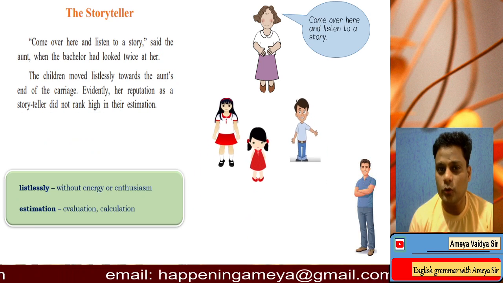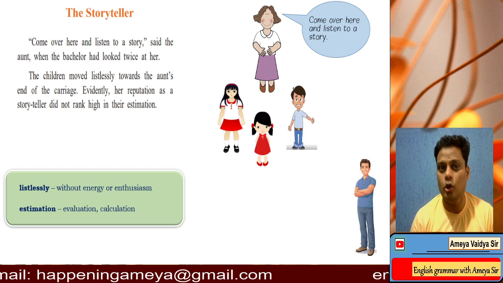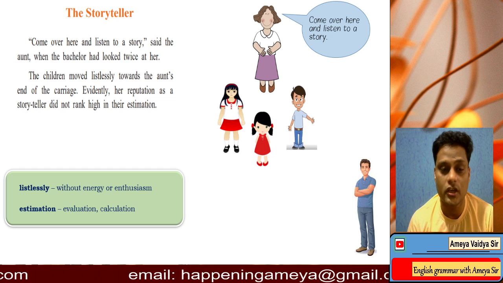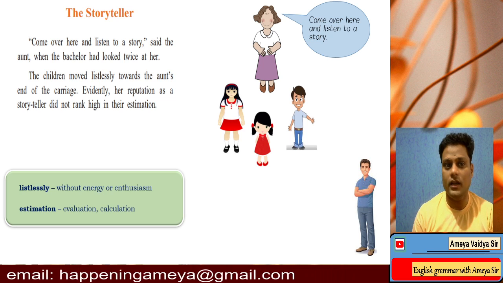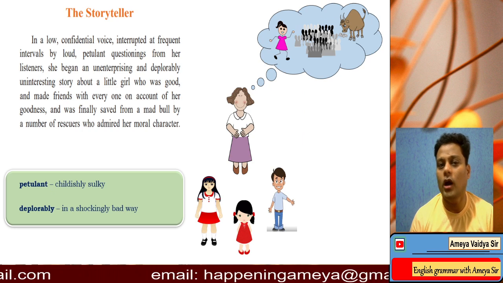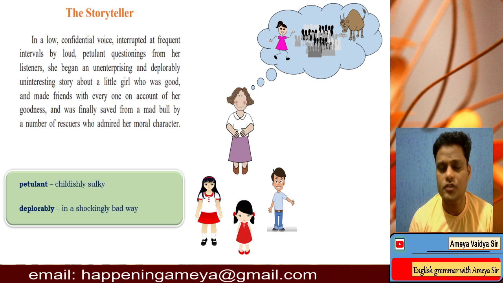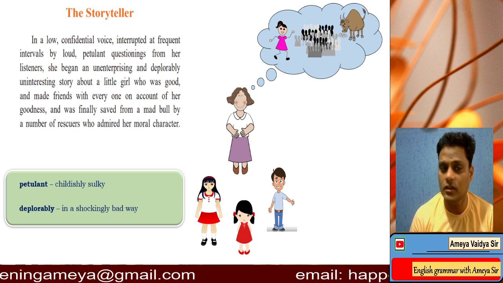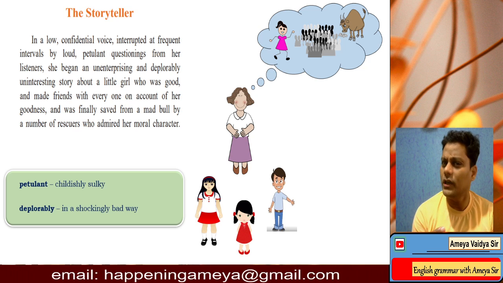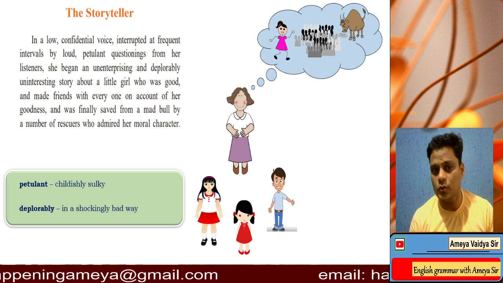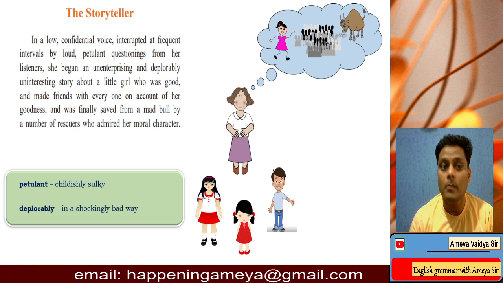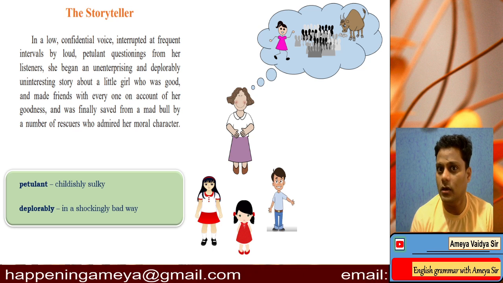"Come over here and listen to a story," said the aunt, when the bachelor had looked twice at her. The children moved listlessly towards the aunt's end of the carriage. Evidently, her reputation as a storyteller did not rank high in their estimation. In a low, confidential voice, interrupted at frequent intervals by loud, petulant questionings from her listeners, she began an unenterprising and deplorably uninteresting story about a little girl who was good and made friends with everyone on account of her goodness and was finally saved from a mad bull by a number of rescuers who admired her moral character.